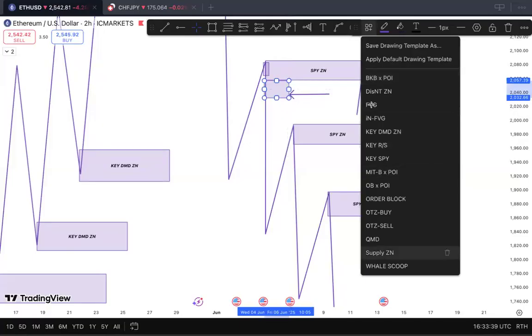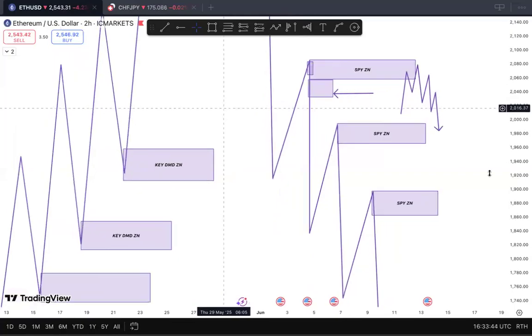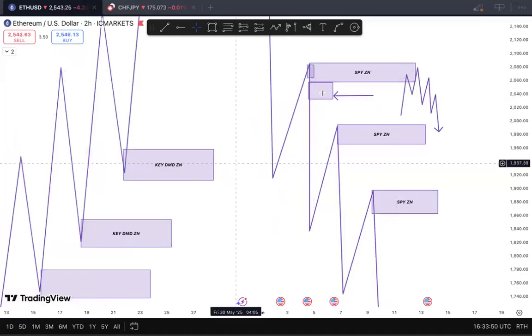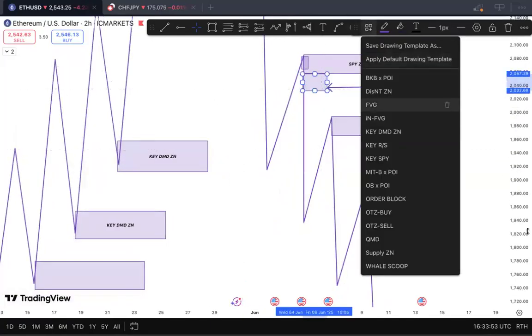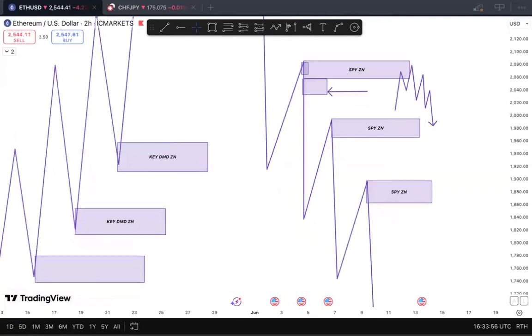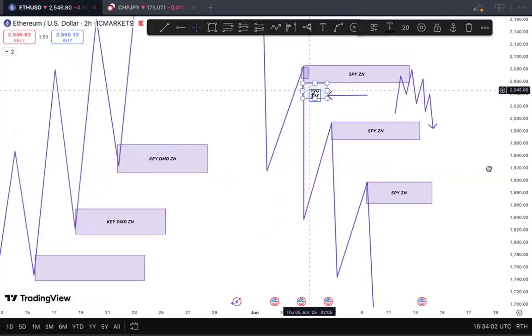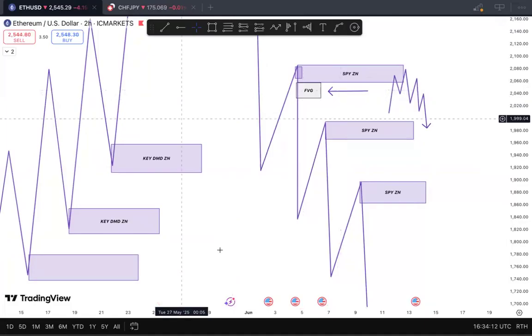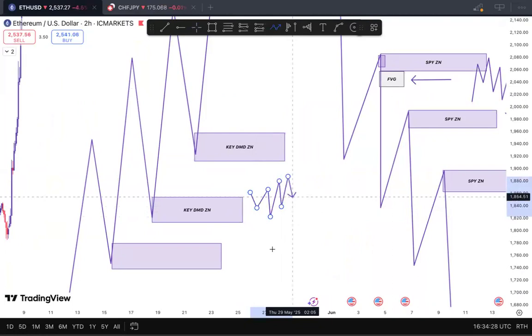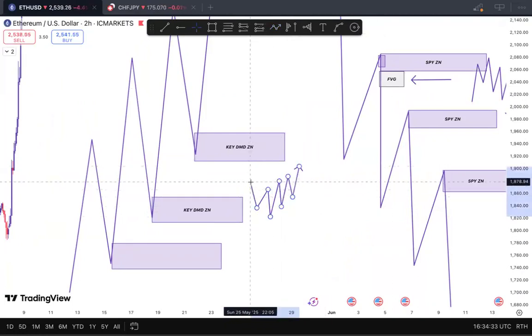So we have an FVG. And we have an order block here, okay? I think the tool is not working. Let me use a text. Okay. So we have an FVG, okay? Same thing here. So let's say we have a structure here. What do you want to do? Where is price coming from? Simple.